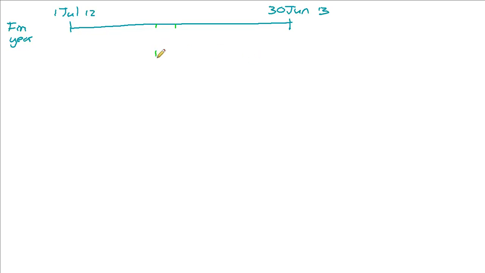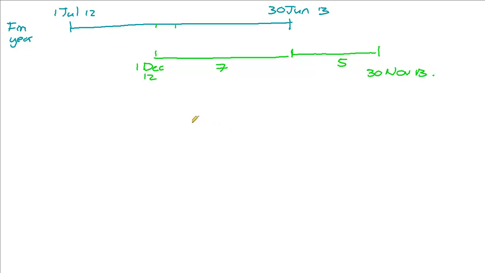Okay, so there we go. There we take out our policy. It runs from the 1st of December 2012. It runs for 7 months till we get to our year end, and then it runs for another 5 months till the end of the policy, which is 12 months, and that will be on the 30th of November 2013. Now the question is, how much of this insurance policy relates to the financial year? Well, that's easy. It is these 7 months.